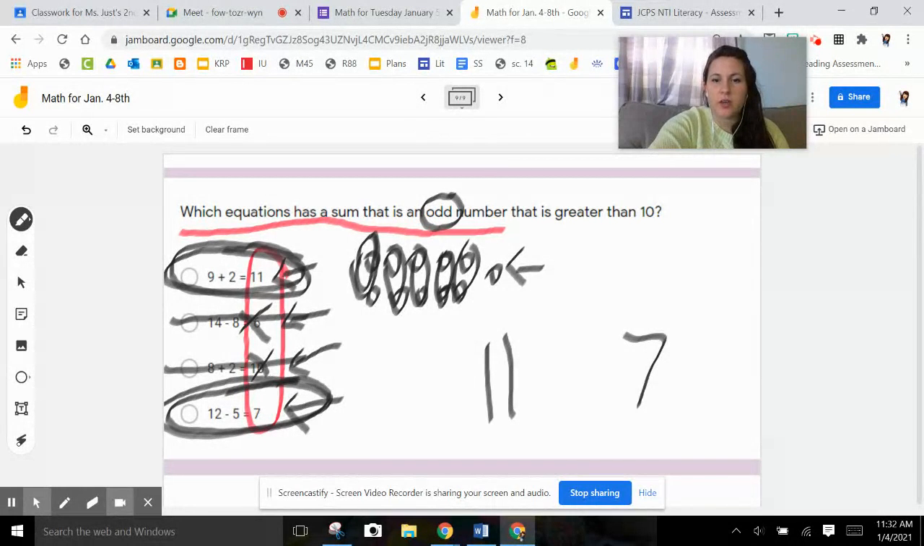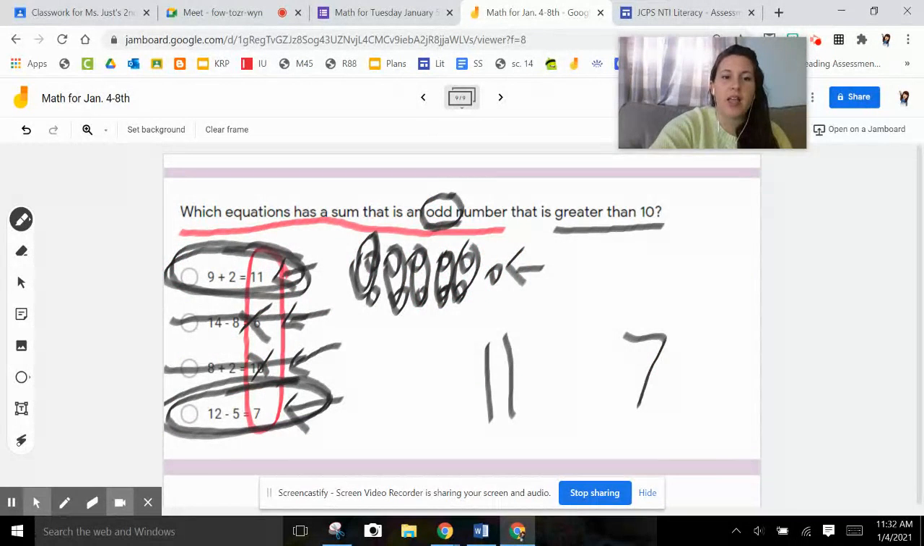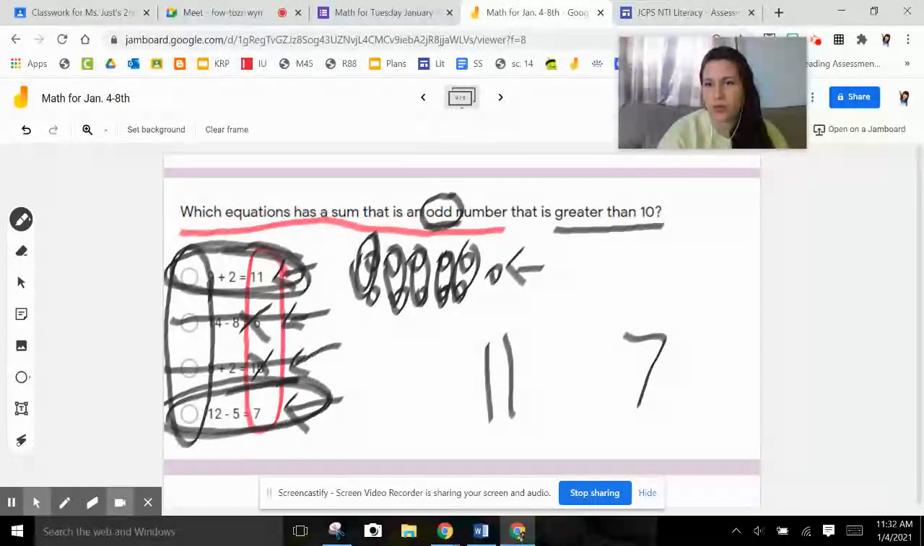It also wants to know which equation has a sum that is an odd number that is greater than 10. So it doesn't just want to know which ones have an odd number, it wants to know which ones are greater than 10. And that's why this question has the check boxes. So you're going to check off more than one answer. And this one has the one-choice, multiple choice answer. So you can only choose one. So is the number 11 or the number 7 greater than 10?